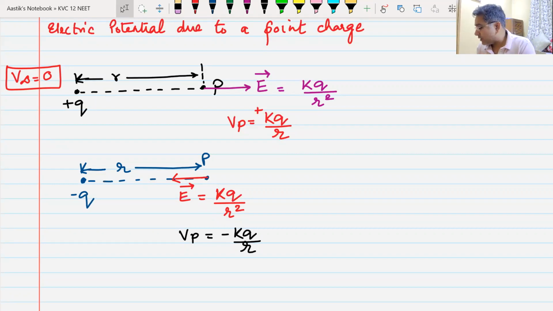Then we had seen that the SI unit of electrostatic potential is volt, and we saw the electrostatic potential due to a point charge. Due to a positive point charge, it will be plus kq by r. Due to a negative point charge, it will be minus kq by r. Do we understand this? Remember this?